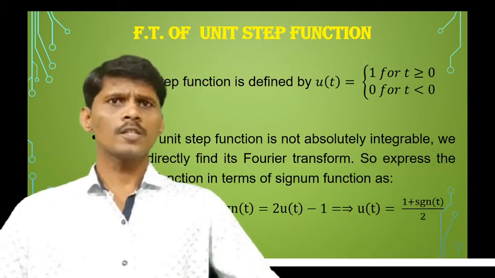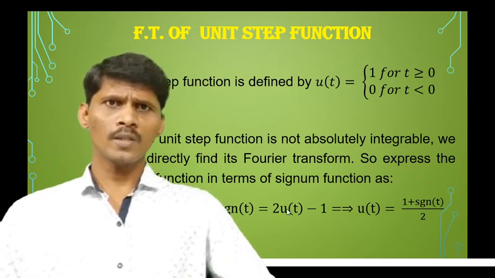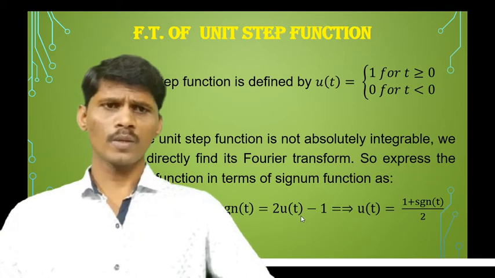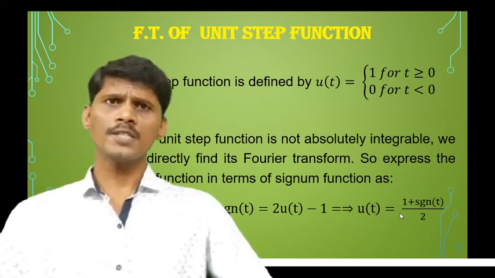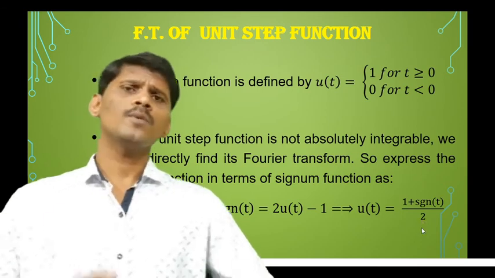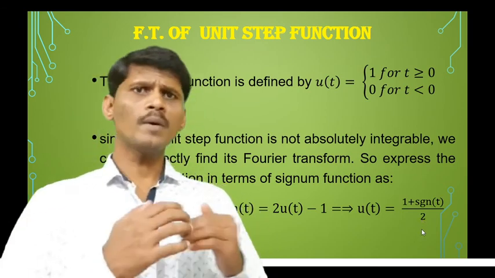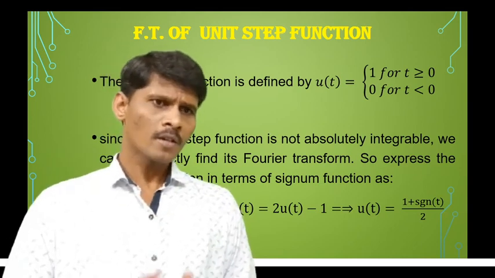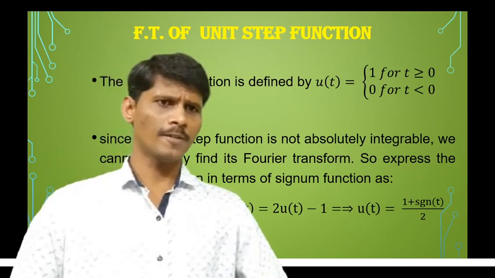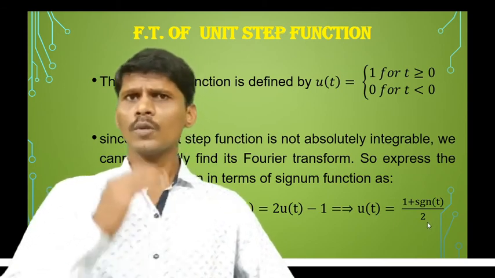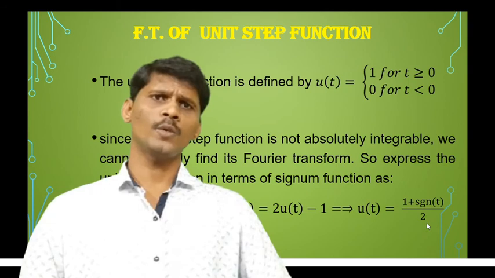Signum of t in terms of the unit step function is 2 u of t minus 1. So from this equation, u of t is equal to 1 plus signum of t, divided by 2. What is the Fourier transform of the signum function? 2 by j omega. That is already calculated in the previous topic. Now applying the Fourier transform on both sides of this equation, the Fourier transform of the LHS term is equal to the Fourier transform of the RHS term.